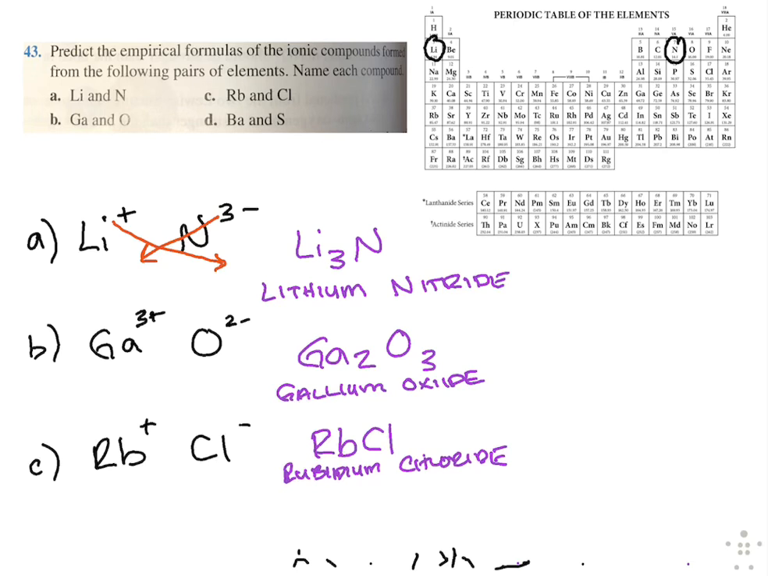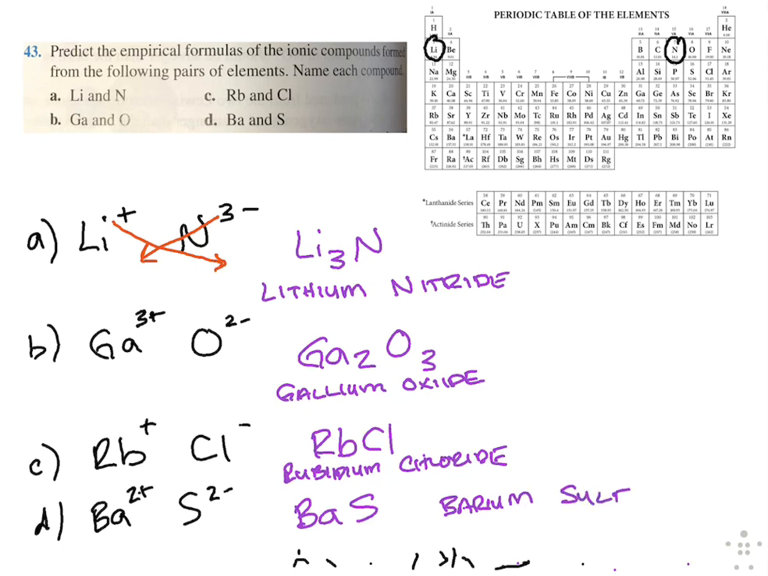And then our last one, for part D, we got barium and we got sulfur. Barium's in group 2. Everything in there is a positive 2. Sulfur is an oxygen group, so that's going to be a -2 charge. Those charges cancel each other out as well, so you're going to have the formula BaS. You name the first element you see, barium, and then the second element gets that -ide ending, so we get sulfide.